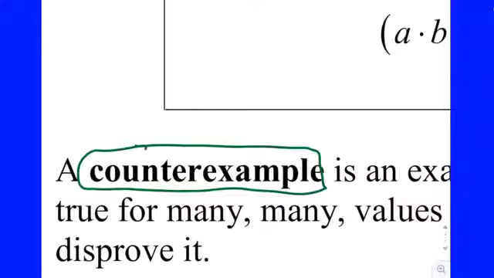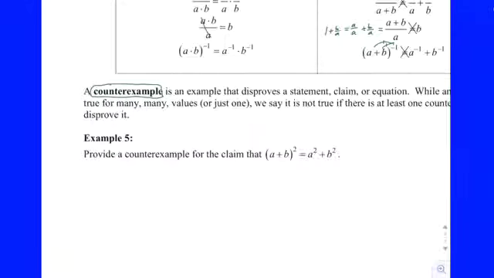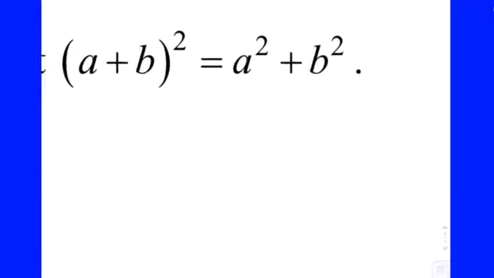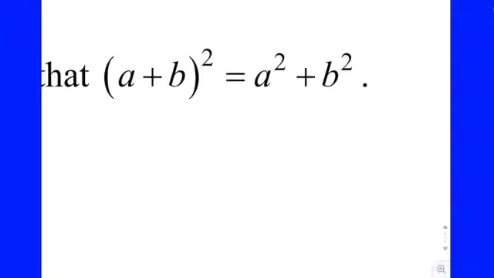So even if this little equation works for millions and millions of numbers, if there's just one set of numbers for which it doesn't work, mathematically we say it doesn't work at all. Okay? It has to be true for all numbers. So what we're going to do on example 5, and you'll have some of these on your worksheet, it says to provide a counterexample for the claim that a plus b squared equals a squared plus b squared. So we know this is not true.